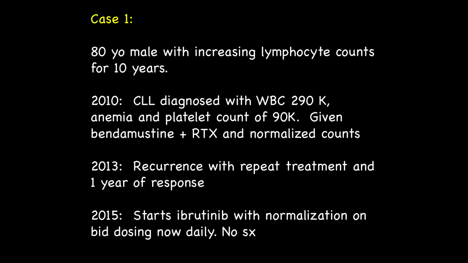So I'm going to start off with a case. An 80-year-old man with increasing lymphocyte counts for 10 years, in 2010. He had a white count of 290,000, all lymphocytes. He was anemic, with a low platelet count. Given bendamustine plus rituximab, they normalized his counts. 3 years later, it all came back. He got repeat treatment, and he only lasted for 1 year. So he's now started on ibrutinib with normalization on BID dosing. So he's 2 years later, completely in remission.